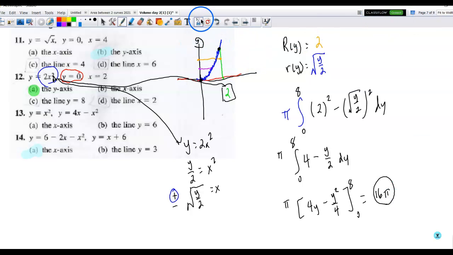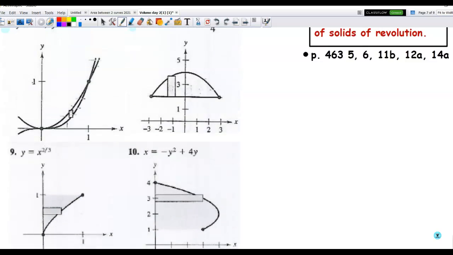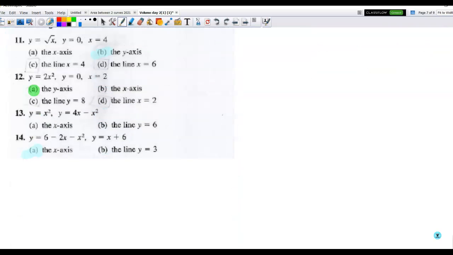All right, let us go to, I think there's one more. That is number 14a. So 14a sends us back to the x-axis. So this one is going to have a parabola. We're going to have to figure out what the vertex of that parabola is. All right, so here is the x-axis and y-axis.